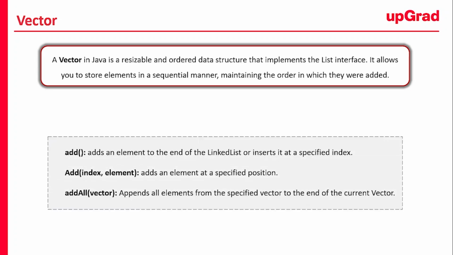So, these are the methods of it: add, and then if you want to, mention the index and the element, so basically it will add at the specific position, as you can see on the screen. And addAll, basically it will append all the elements from the specified vector to the end of the current vector. So these were the methods of vector. And again, let's have a look at its code.